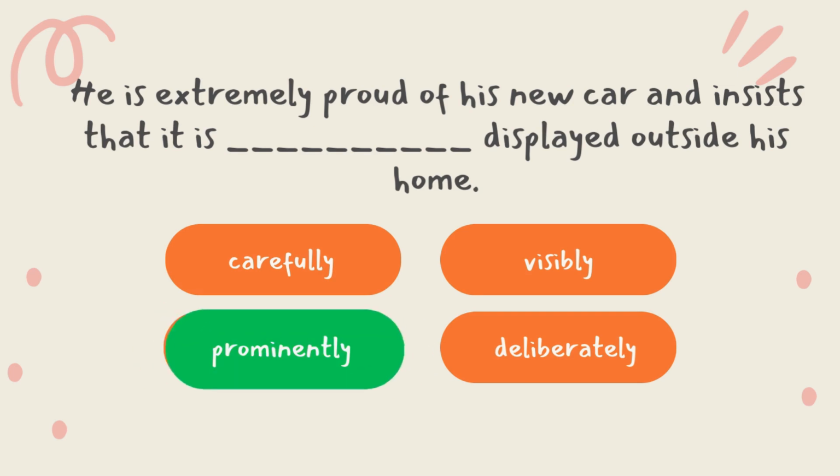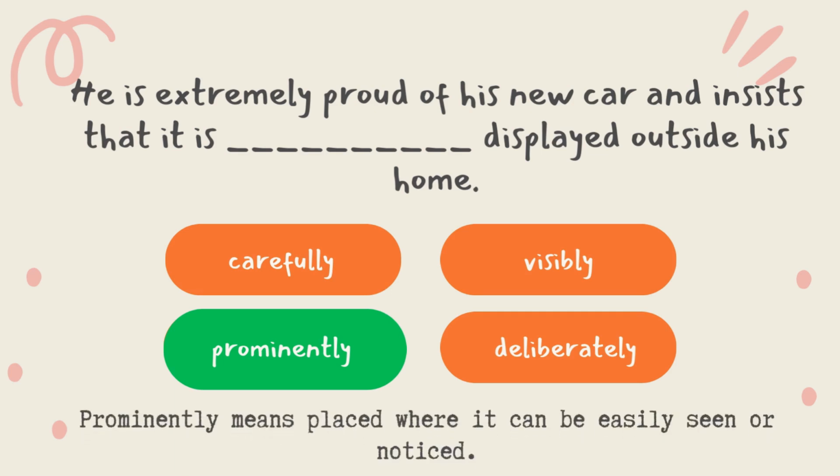The correct answer is C. prominently. Prominently means to be placed where it can be easily seen or noticed. Because he is proud of his car, he wants it to attract attention. Displaying it prominently fits that idea.